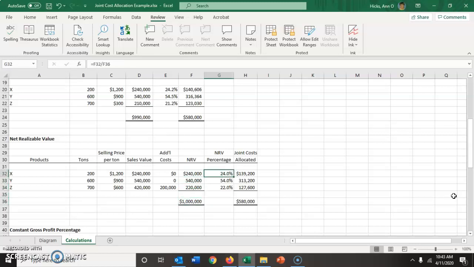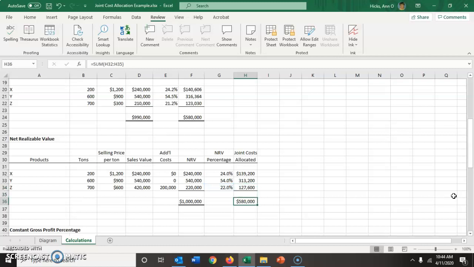Then we'll walk through the same calculation. I'm going to take the net realizable value for X divided by the total, the net realizable value for Y divided by the total, the net realizable value for Z divided by the total, and then I will multiply that by the joint costs, and that is how we will allocate them to each individual product.